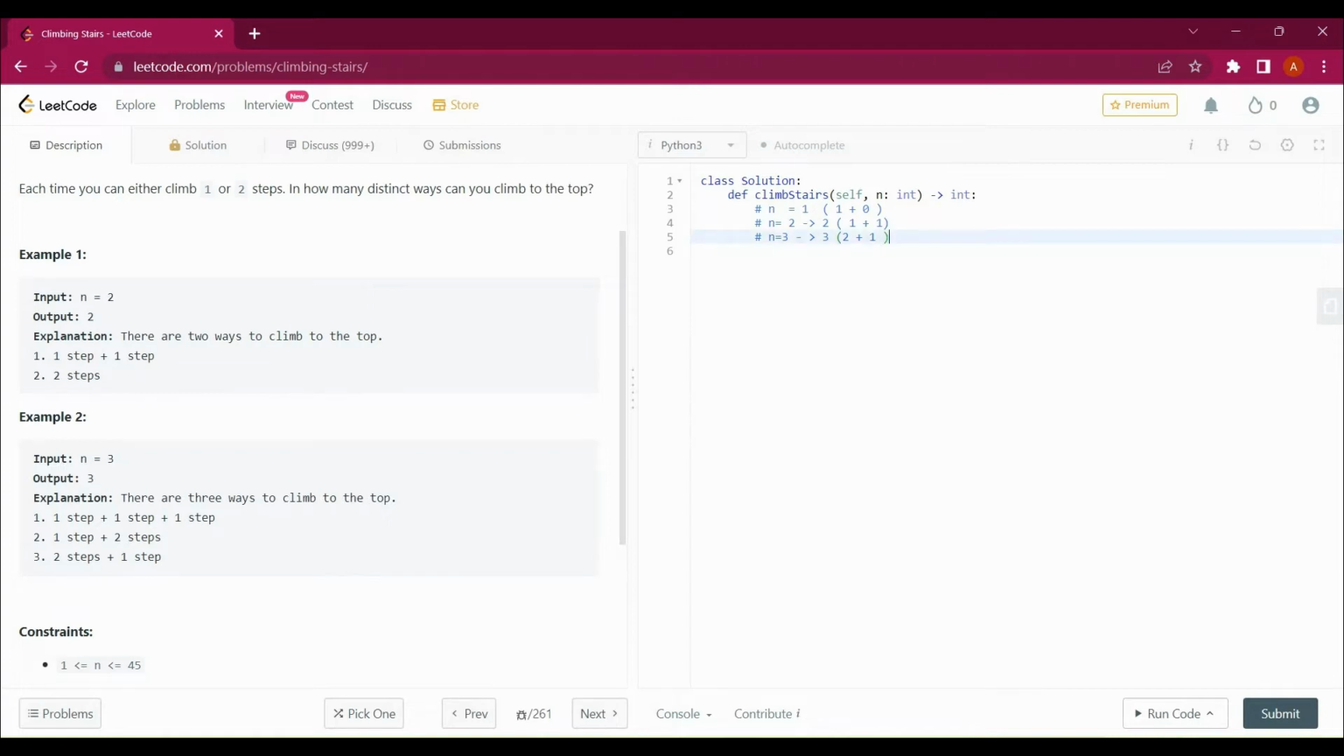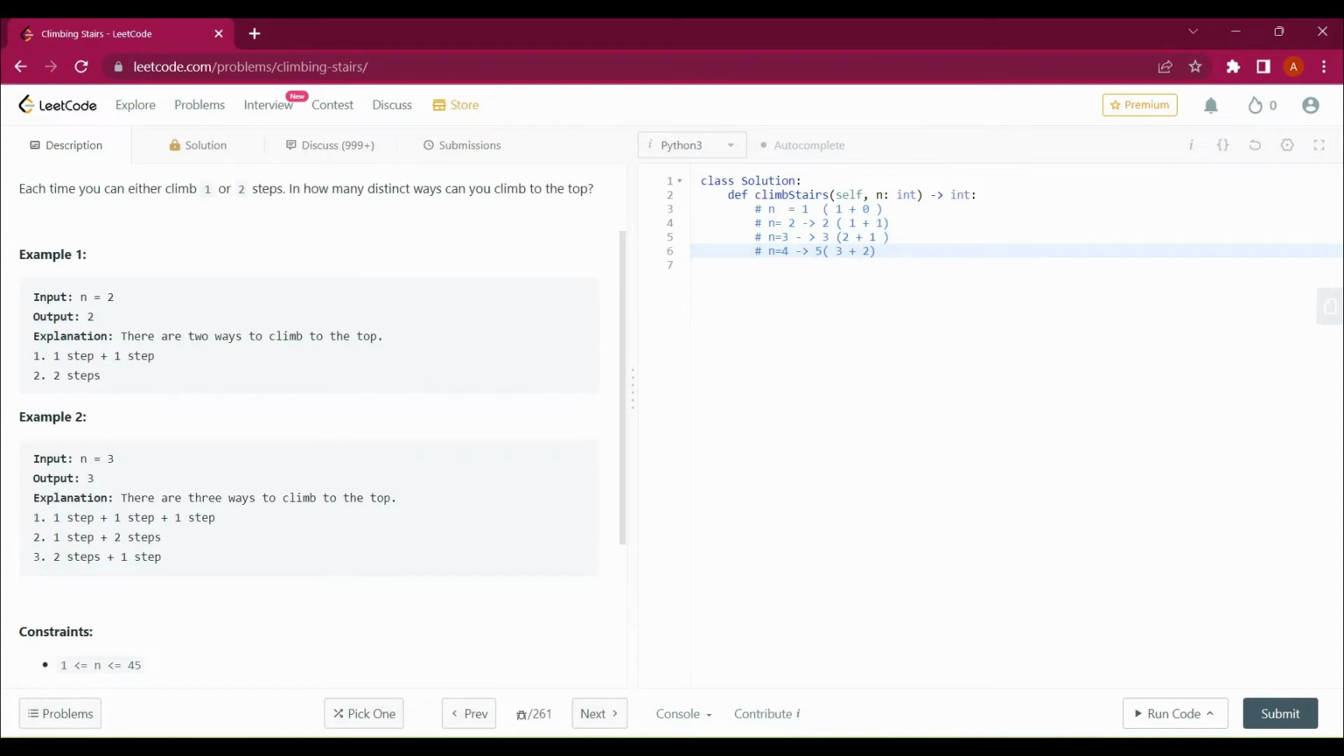Then if we talk about n is equal to 4, then guess what? Yeah, you are guessing it correctly, it is 5, because we are adding 3 plus 2. How 3 plus 2? Let me explain it to you. If you see here carefully, when n is equal to 1 it is 1, n is equal to 2 it is 2. How? Because we are adding the previous two numbers.